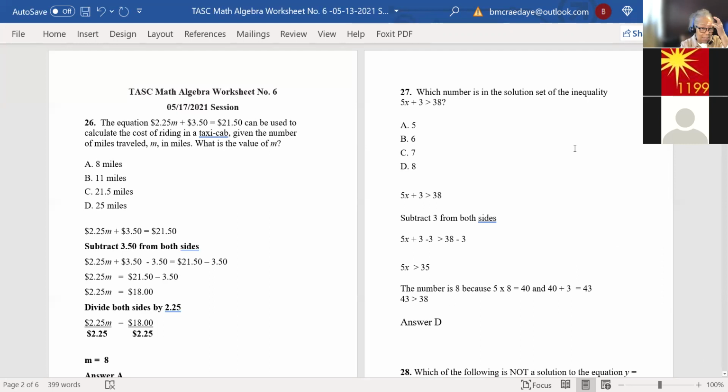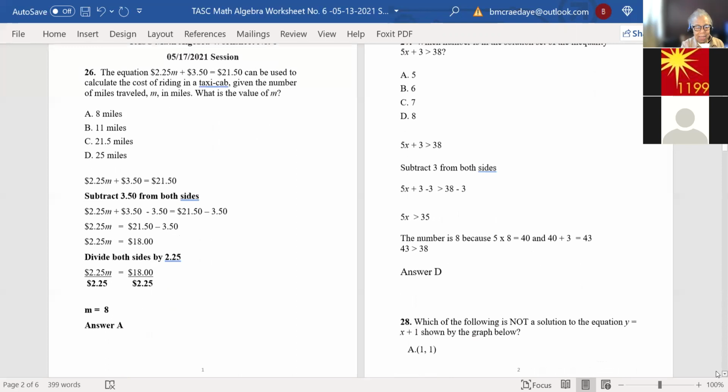If it's an inequality and it's saying the left side is greater than what's on the right, then it has to be bigger than what's on the right. Not equal, not less than, bigger than. Okay, let's look at number 28.